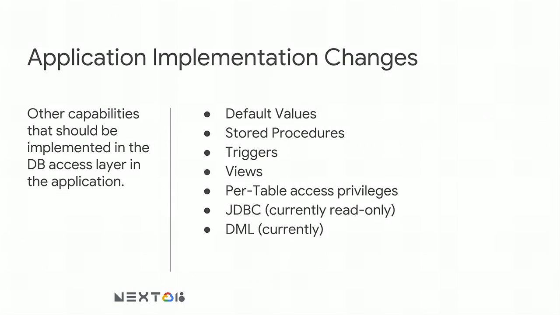Other things that you'd have to implement on the application side. Default values. Easy to put in your database access layer. Stored procedures and triggers. Well, due to the distributed architecture, triggers are a bit of an anti-pattern. You can easily implement them in your application, and because Spanner is effectively infinitely scalable, you don't have to worry about running triggers and stored procedures in the database. You can just have more nodes, and everything runs better.